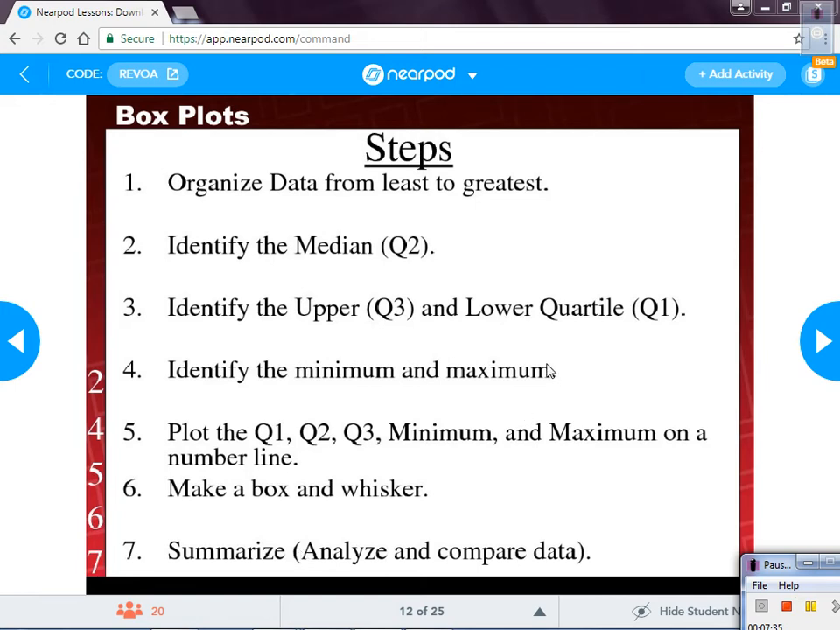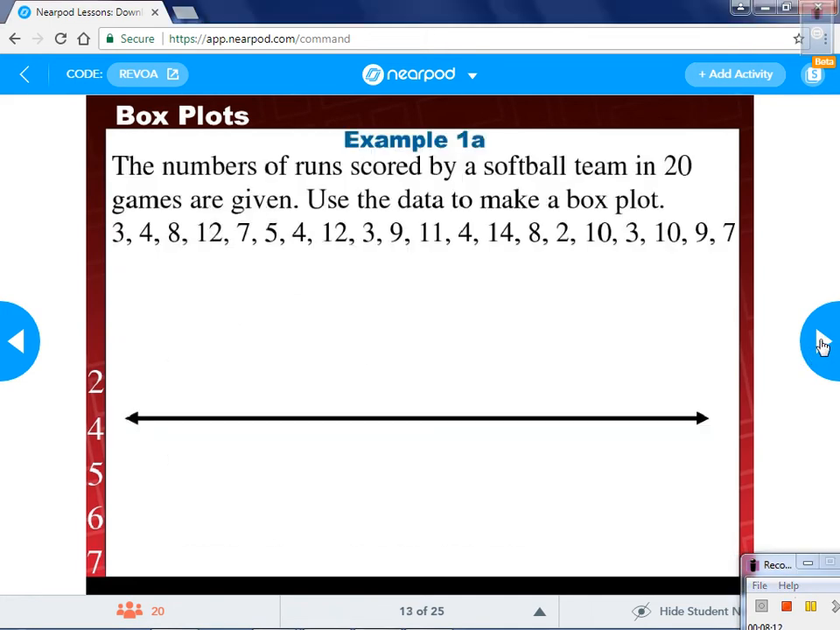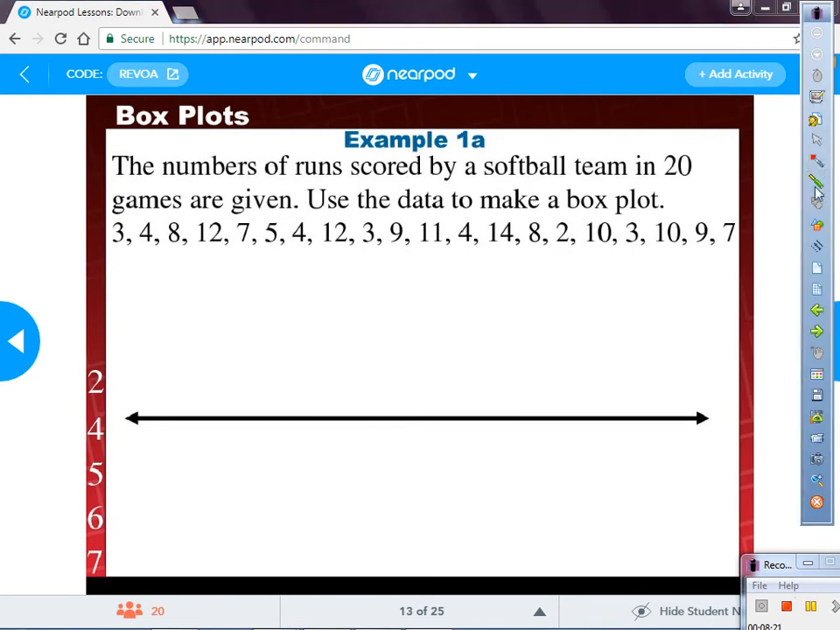Everybody got it? Yes, Mr. Q. All right, good. So writing utensils down, look up to the screen. I'm going to go ahead and go over this example. You don't have to copy, just pay attention. I'll give you time to go over another one for yourself. Here you go. So let's follow the steps.